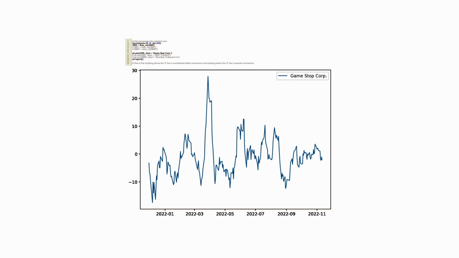The comment in the code explains that in the context of algorithmic trading and market sentiment analysis, data points above the zero line in the plot can be interpreted as bullish momentum, indicating upward price movement, while points below are considered as bearish momentum, suggesting downward price movement. The visual representation of these trends can be valuable for making informed trading decisions.